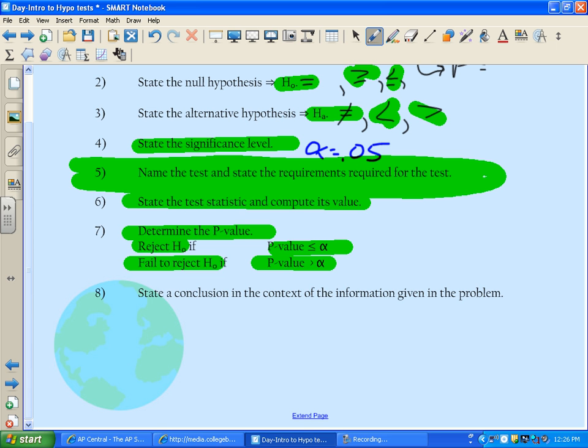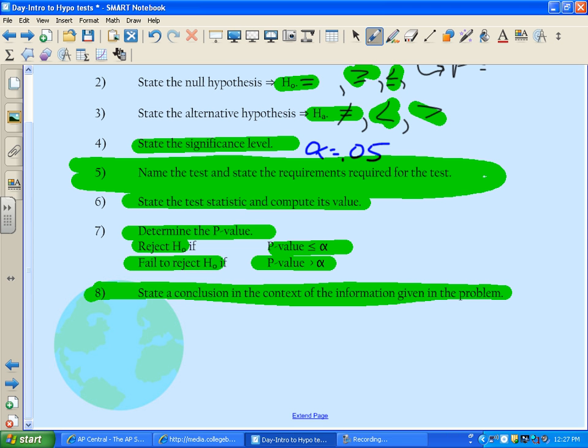You're going to have these 8 steps memorized by the end of the 3rd or 4th day. Lastly, based on what you did in step 7, tell me what that means. State your conclusion, citing the context of the problem, which is really like your last sentence you did when it said interpret the 95% confidence interval or interpret the 90% confidence interval. State the conclusion in the context of the given problem.